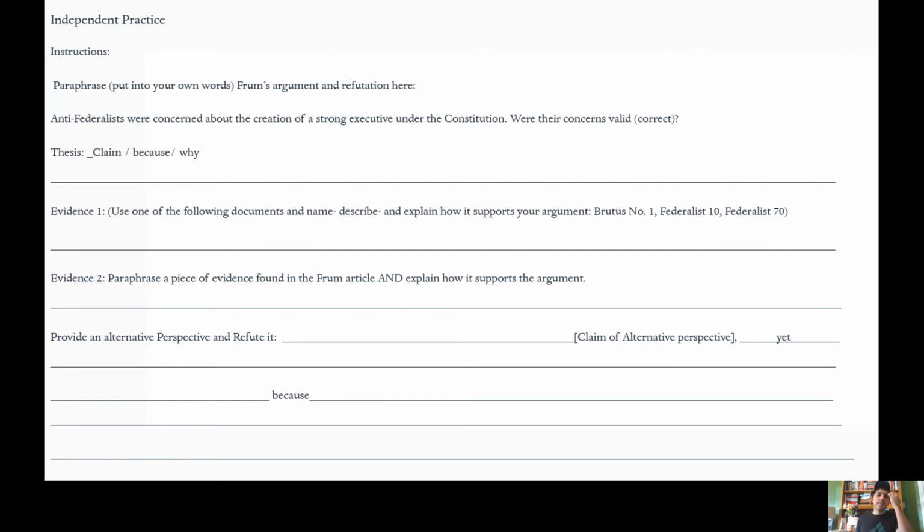And so I don't want you to go back into the essay and try to pinpoint where and then copy and paste it or rephrase it. No, I want you to absorb the totality of what you just read. Absorb the totality of what you just read. And then based on that, what would Frum's thesis statement be?